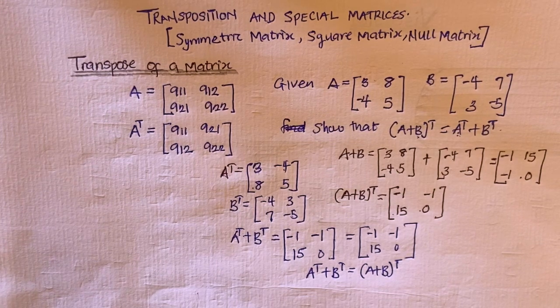That has the same order of matrix, which is the same row and same column. So the next special matrix here is the symmetric matrix.